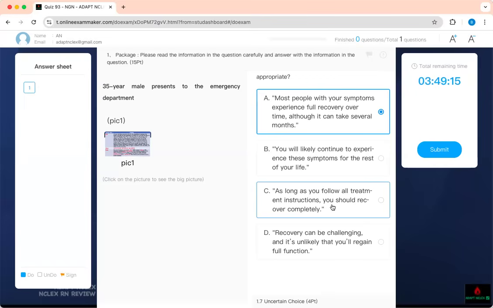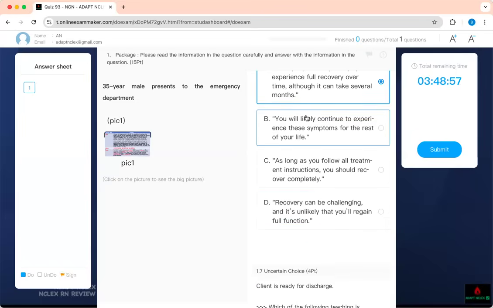There's no specific question that you're going to be asked. As long as you follow all treatment, you should recover completely. It takes a while. This does not answer the question completely. Recovery can be challenging, and it is unlikely that you will gain full function. That's not true. So this is the best one.